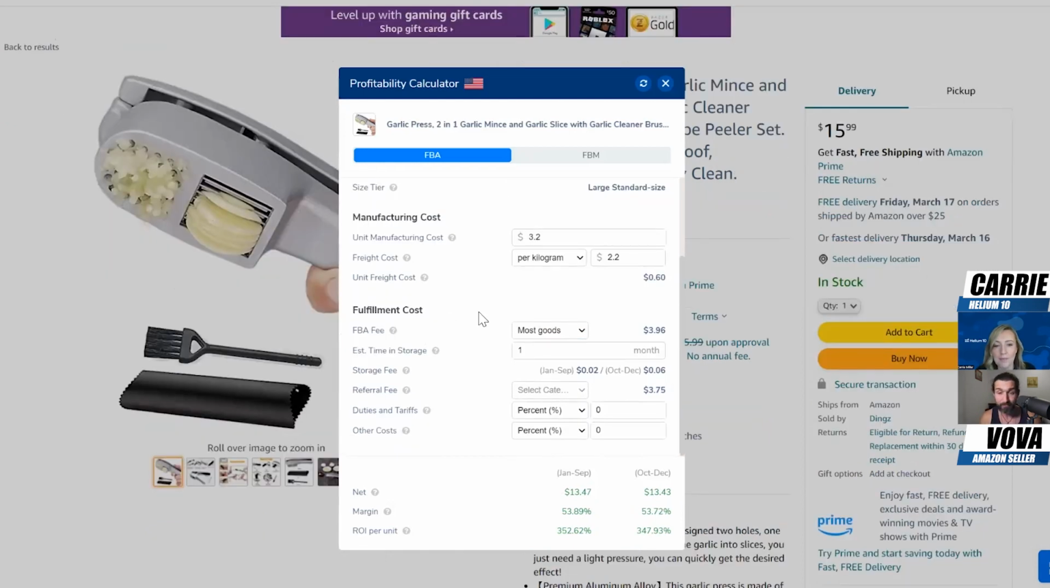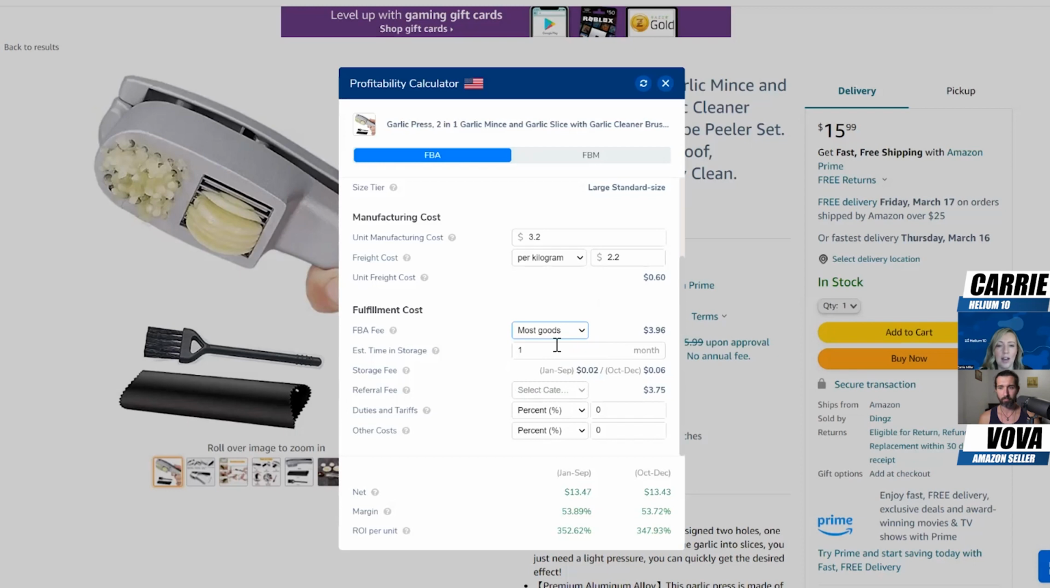The next thing is the FBA fee. The FBA fee is like the referral fee, basically what Amazon charges for referring customers to you. You're going to want to choose what your product is. Most people are going to choose most goods, but if you're in apparel or you have batteries or any kind of dangerous goods, you're going to have to choose these different options, because there's different pricing for those. I'll just put in most goods because that's pretty much what most people have. And the next part is storage.